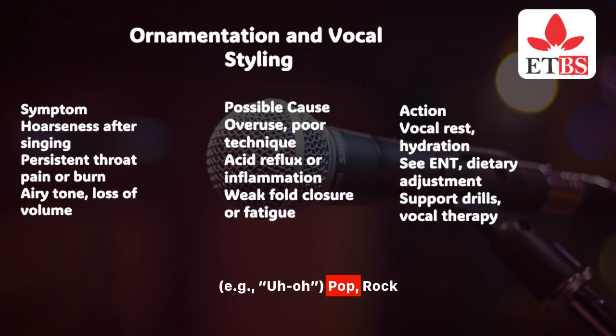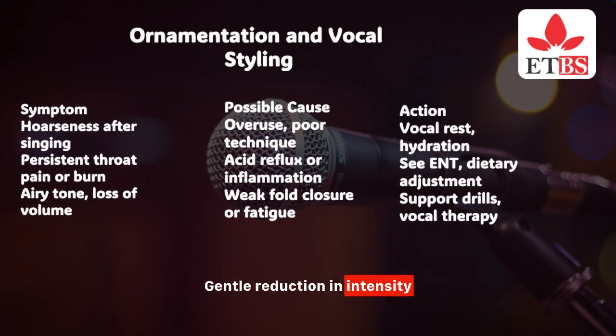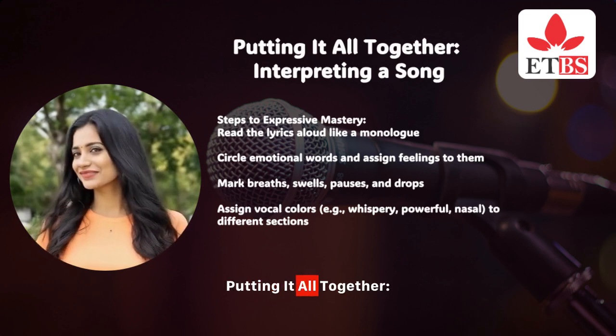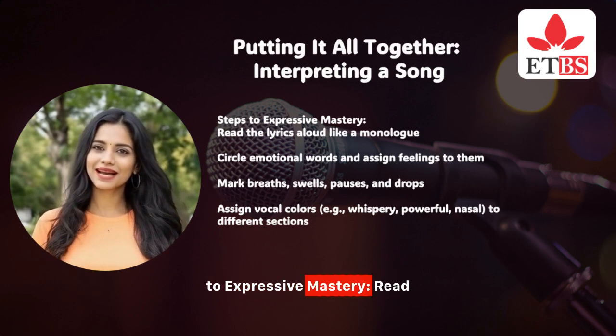Crescendo. Gradual build of volume and emotion, pop, rock. Decrescendo. Gentle reduction in intensity, classical, ballads. All genres: each stylistic choice must serve the emotion and narrative of the piece. 7. Putting it all together. Interpreting a song. Steps to expressive mastery.